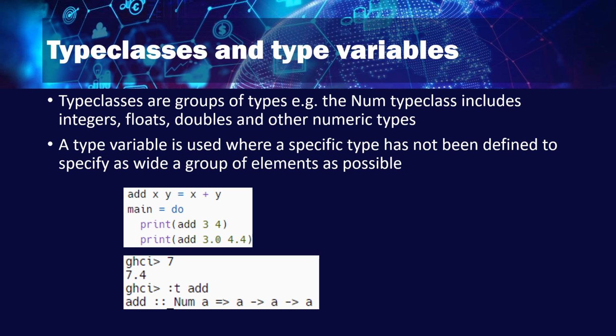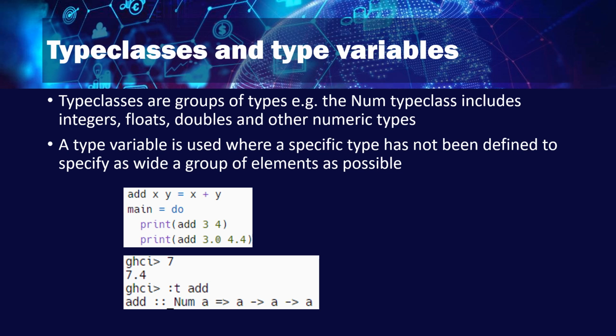In our add function, we have not specified what type of values x and y should be. We're able to pass it both integers and floats, and it works with both. When we check its type, we can see that A is being used as a type variable. This means that the value passed can be any value from the num type class, as long as both values passed are of the same type.